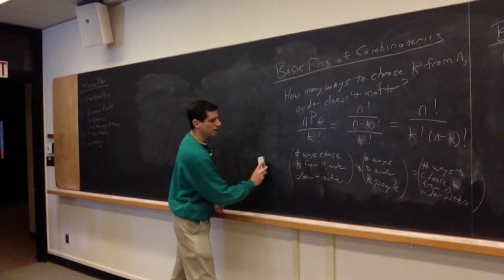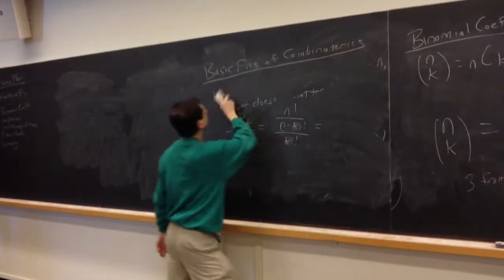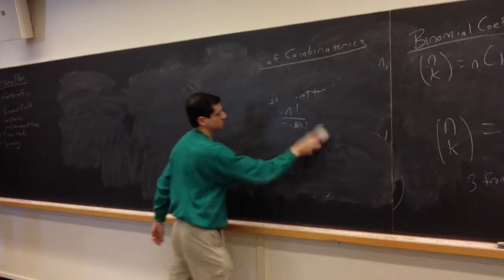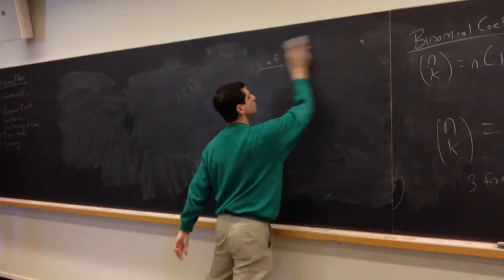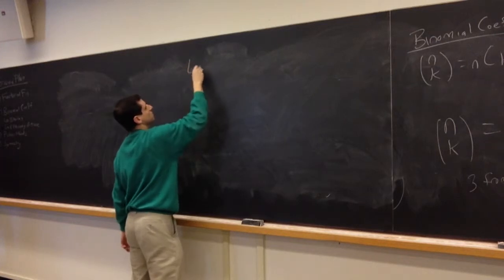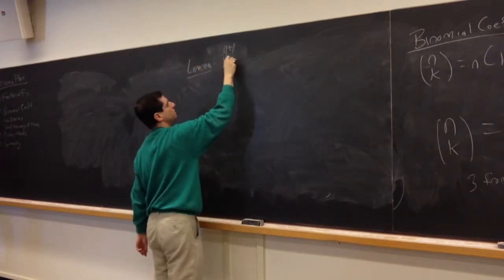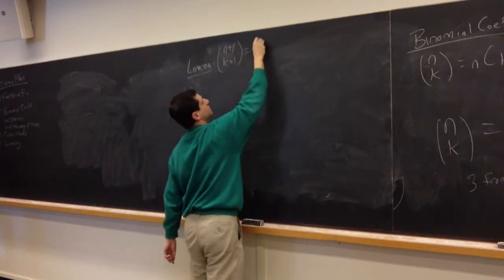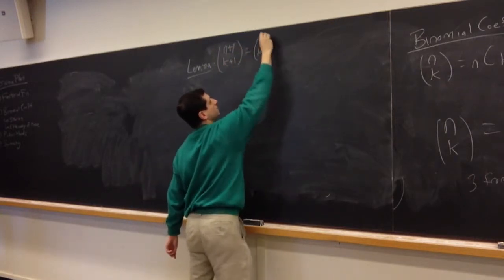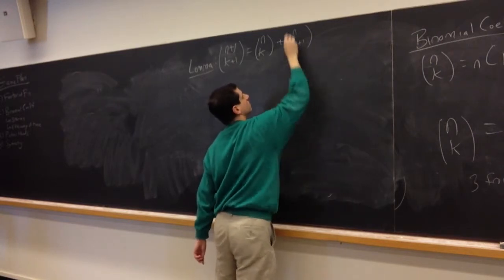All right? Let's do another binomial identity. And this is a famous one. This is one from Pascal's triangle. n plus 1 choose k plus 1 is n choose k plus n choose k plus 1.